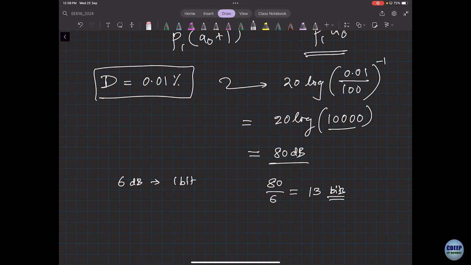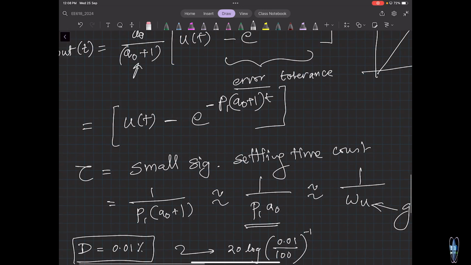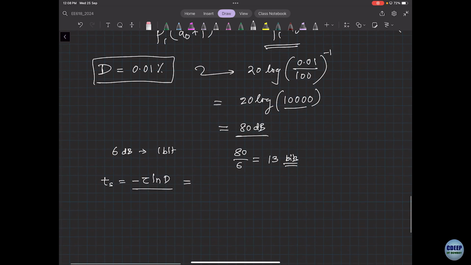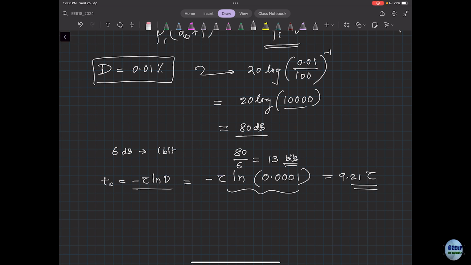So in our case, the settling time Ts is equal to minus tau times ln of the error, which came from this particular equation. So it will be minus tau ln of 0.0001, and this will become 9.21 tau. What this is telling me is that if I want to resolve to 13 bits, I need to settle to 0.01% of the final value. And for reaching that accuracy, it's going to take me 9.21 time constants. That's the connection I would like you to make. And all this is valid only for a one pole system. Remember, we did a one pole analysis.